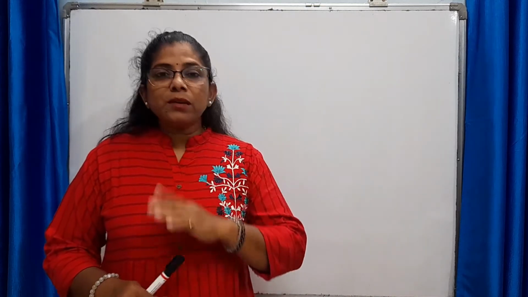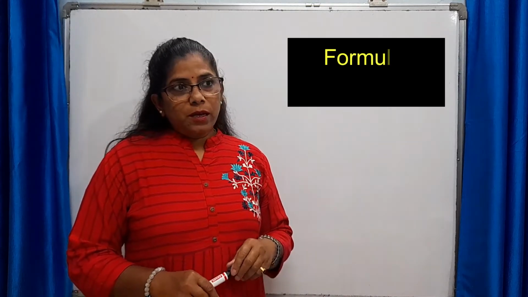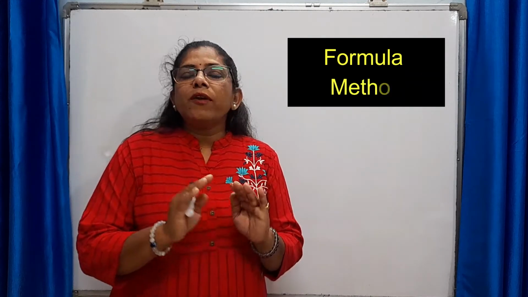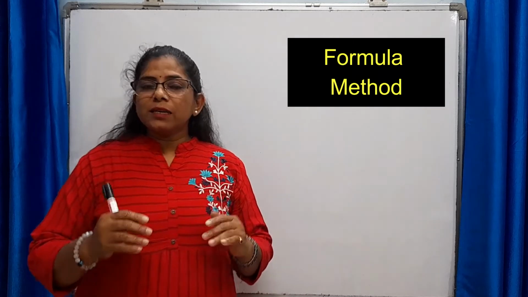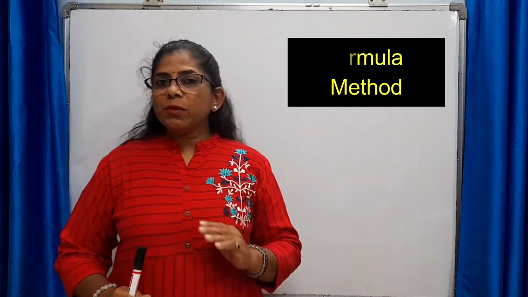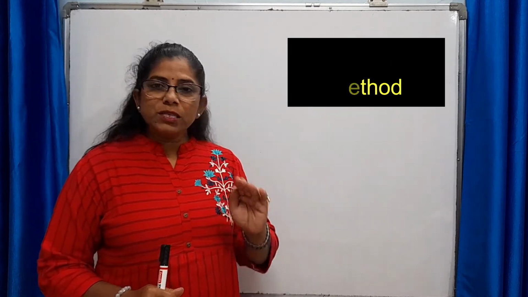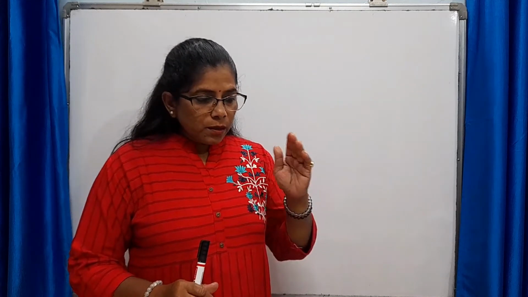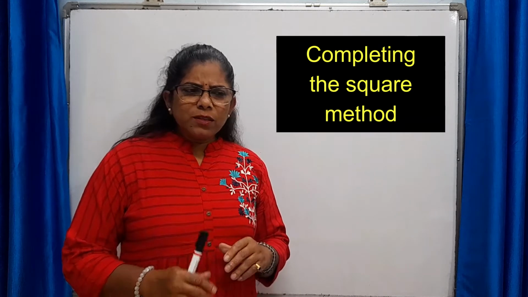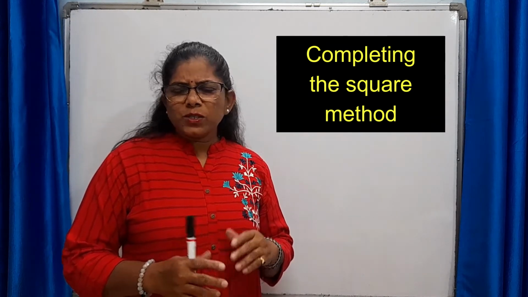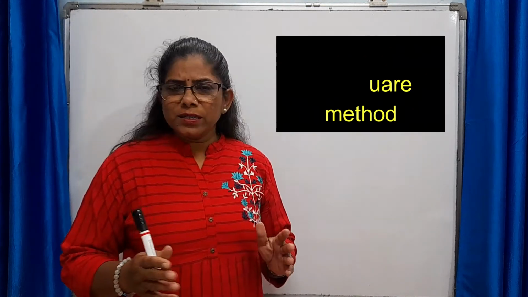Now the second method is the formula method. Even this is a simple method. We have one ready-made formula. Just substitute the values of a, b and c and get the answer. So the second method to solve the quadratic equation is the formula method. The third method is the completing the square method. Even this is not so difficult. Once you understand this method, even this is quite an easy method.